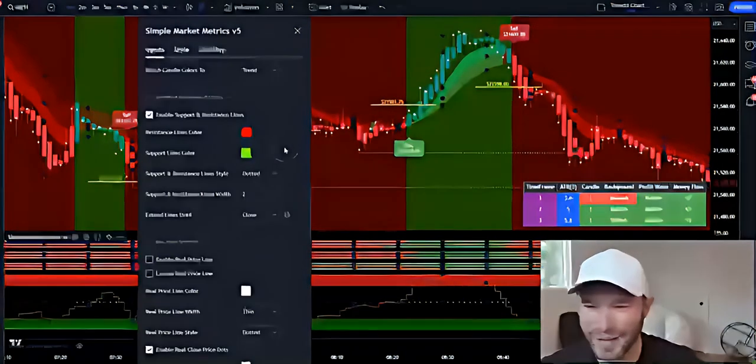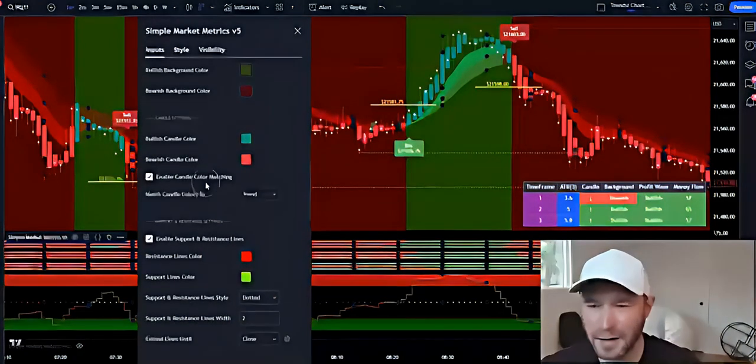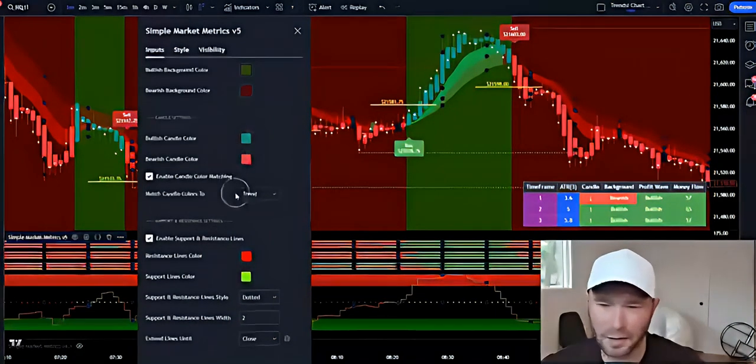Okay, let's keep going. Enable support. Actually, you know what? I'm sorry, guys. Background trend. This one here. Candlestick setting. That's okay. That's just green and red.